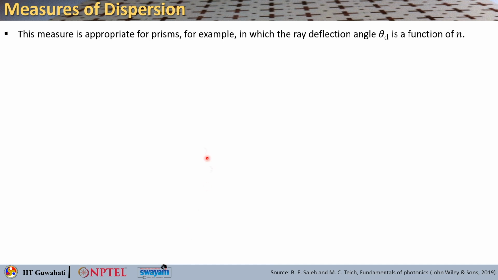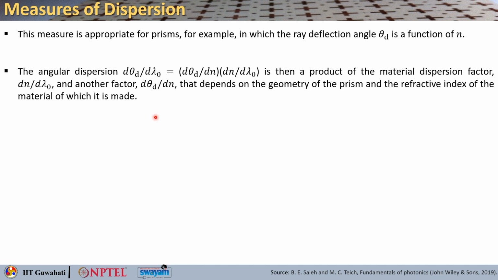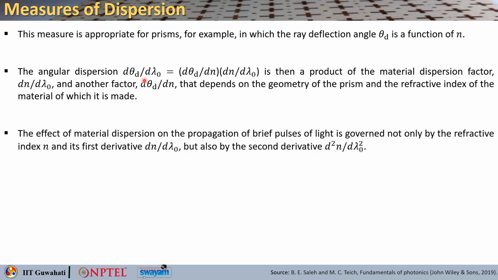This measure is appropriate for a prism, for example, in which the ray deflection angle theta d is basically a function of n. So, the angular dispersion d theta d over d lambda naught can be calculated as the product of the material dispersion factor, that is dn by d lambda naught, and another factor d theta d by dn that depends on the geometry of the prism and the refractive index of the material from which it is made. So, you can calculate that angular dispersion, d theta d by d lambda naught, right.